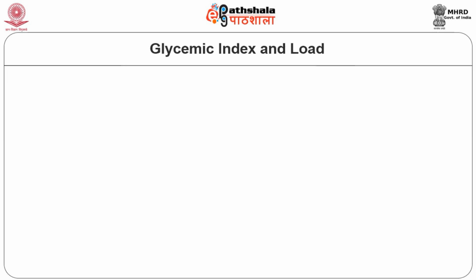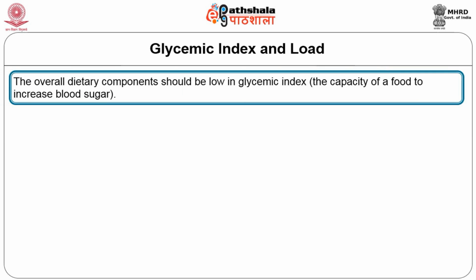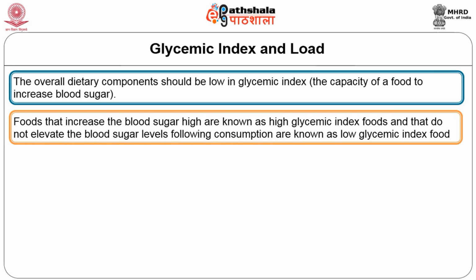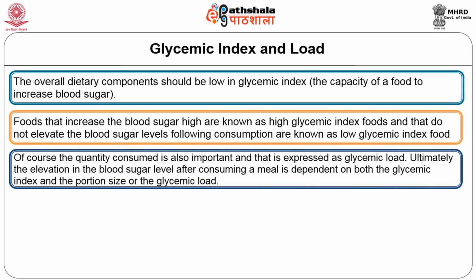Glycemic index and load are two terminologies that should be understood by anybody who wants to attempt management of this disease. Foods that increase the blood sugar very high are high glycemic index foods. Therefore, sugar, sweets, etc., are all high glycemic index foods, and foods which do not increase the blood sugar following their consumption are known as low glycemic index foods. Next, the quantity that is consumed is also very important, and that is expressed as glycemic load.